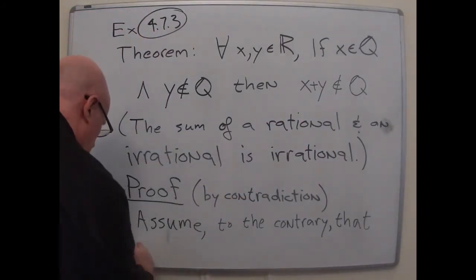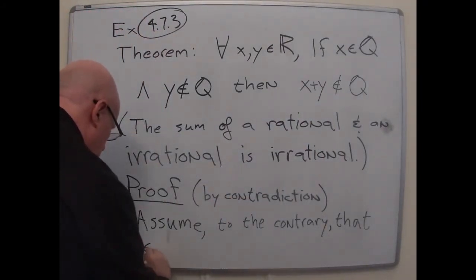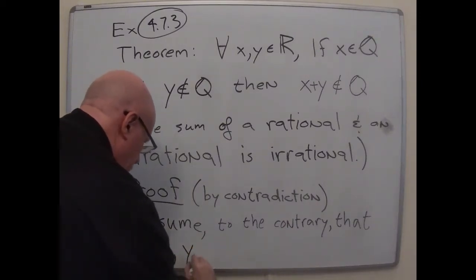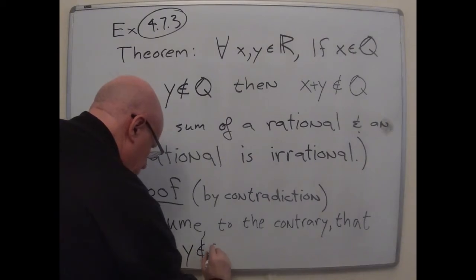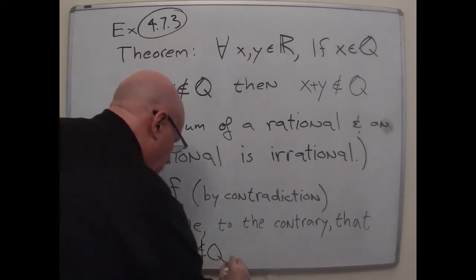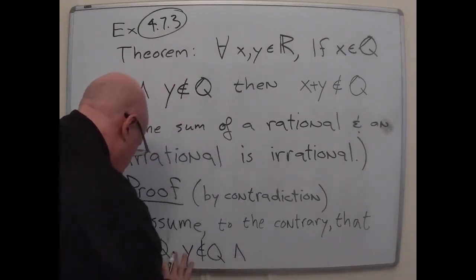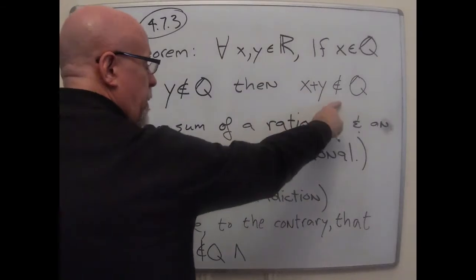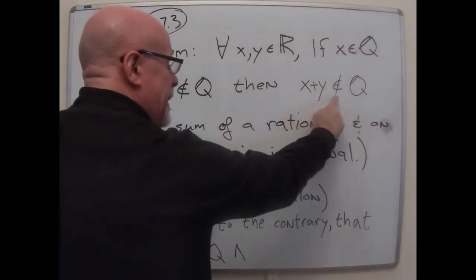Okay, so let's collect that stuff. X will be rational. Y will not be rational. And let's make them all ands because they are. And lastly, x plus y, this one's being negated, so that will turn into x plus y is rational.